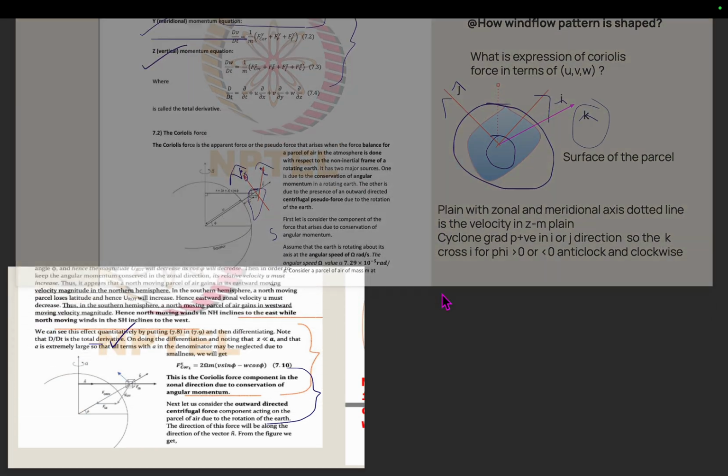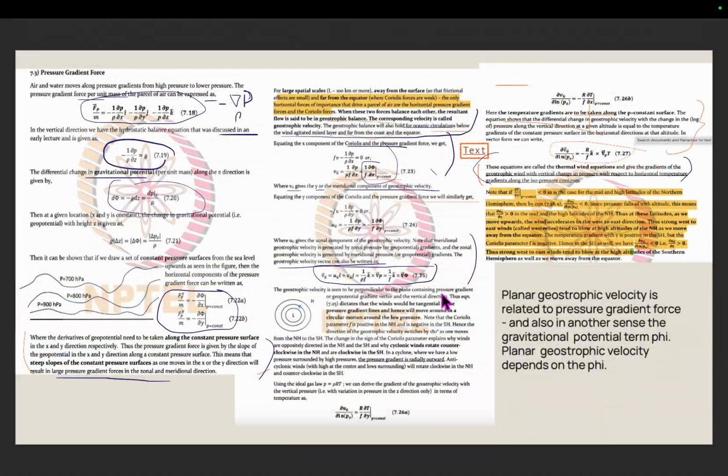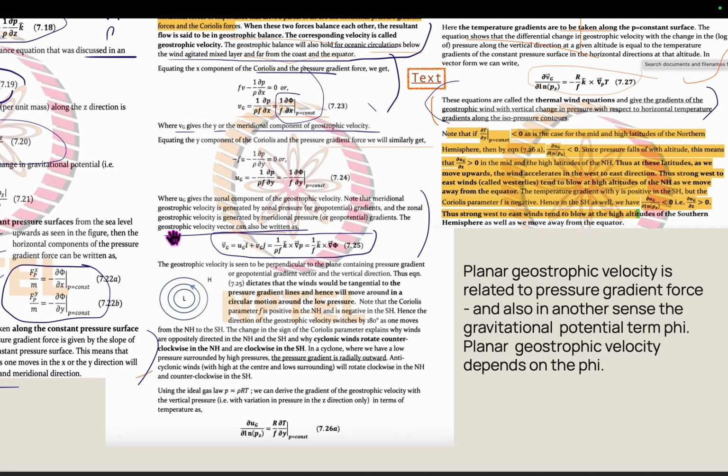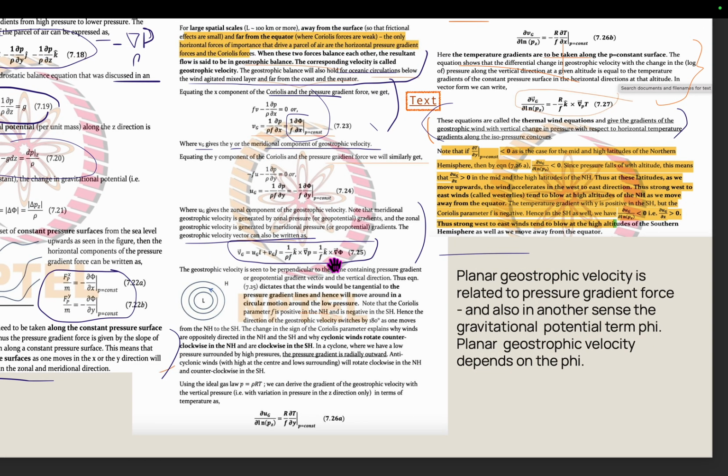If you just want to view the direction of this geostrophic velocity vector, then you have k cap cross grad p. Grad p is in the i cap direction. So you can get a counterclockwise sense of rotation. By this means you can see how the cyclones and the anticyclones move.